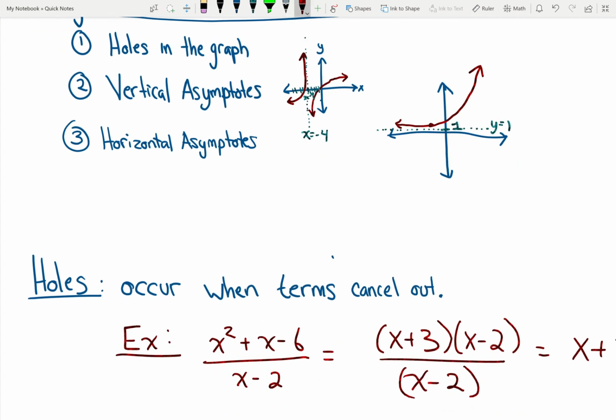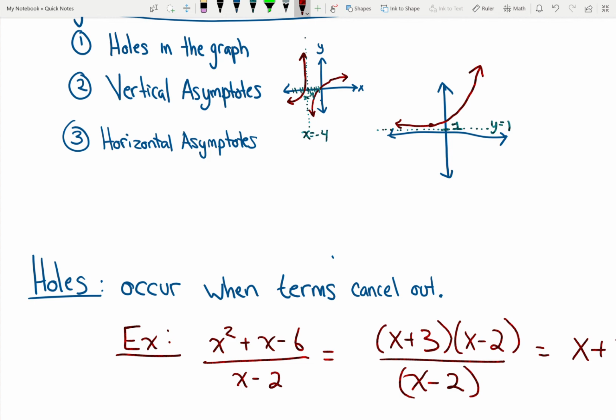Here's our rational function right here. I have x squared plus x minus 6 divided by x minus 2. Now I know this is a rational function because I have x's in the numerator and I got x's in the denominator as well. Okay, so our goal whenever we try to find holes is to simplify our equation first, and then we'll see if things cancel out.